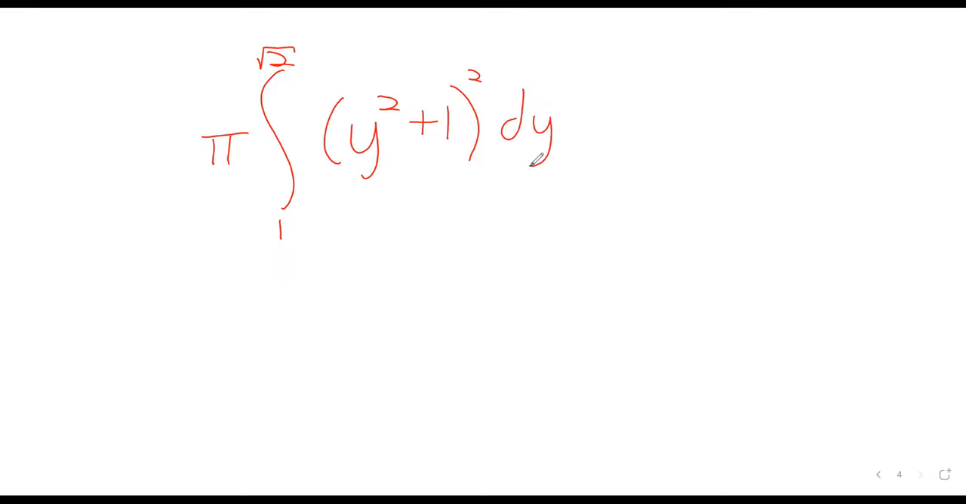And now we've solved about 4 problems exactly like this already, so maybe I won't continue. FOIL that out. Once it's FOILed out, it's a polynomial. You should be able to take the antiderivative, plug in this, plug in that, subtract that.